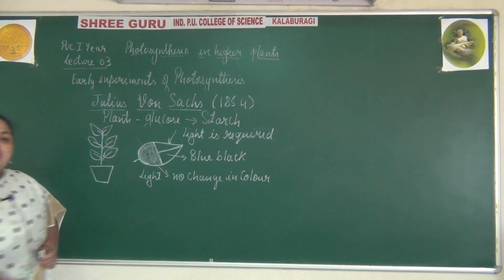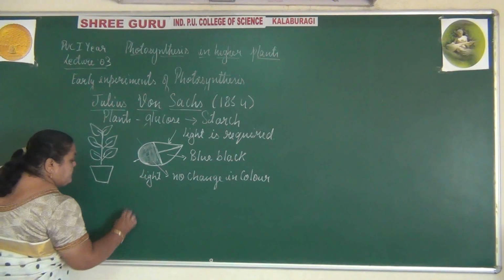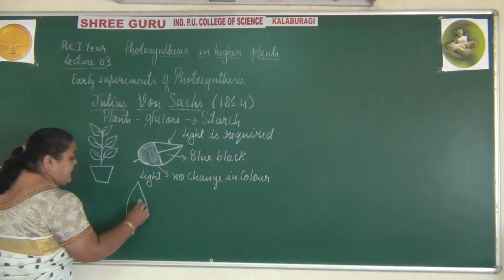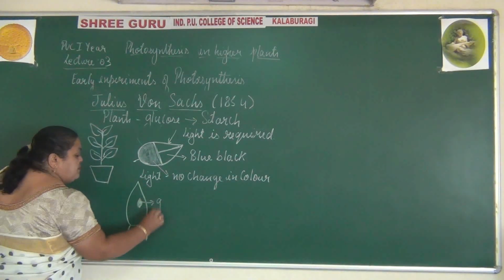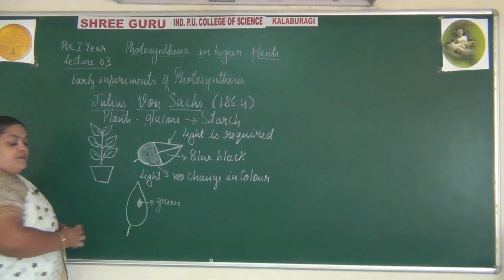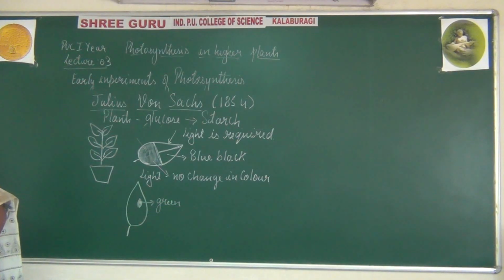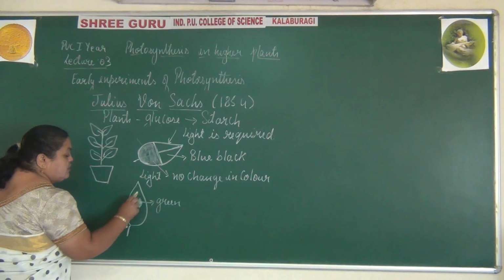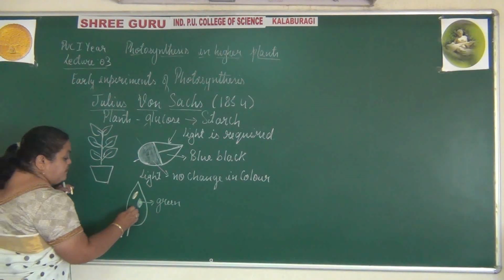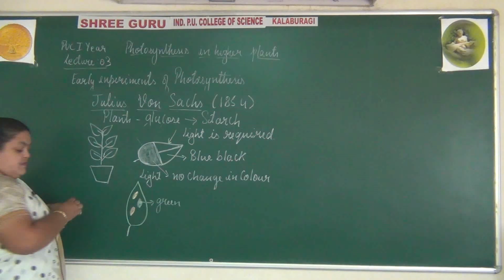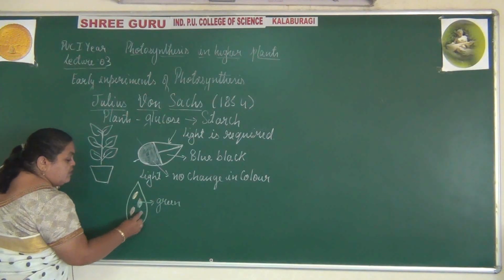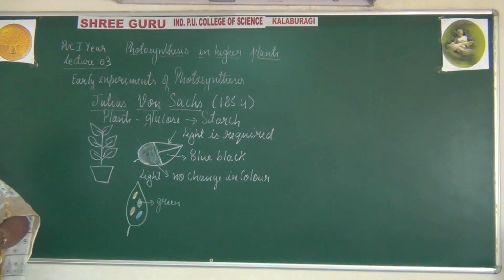Or we can use variegated leaves. These are leaves with different patches. There are green patches and sometimes brown patches or yellow patches on the leaves. Such types of leaves are called variegated leaves.